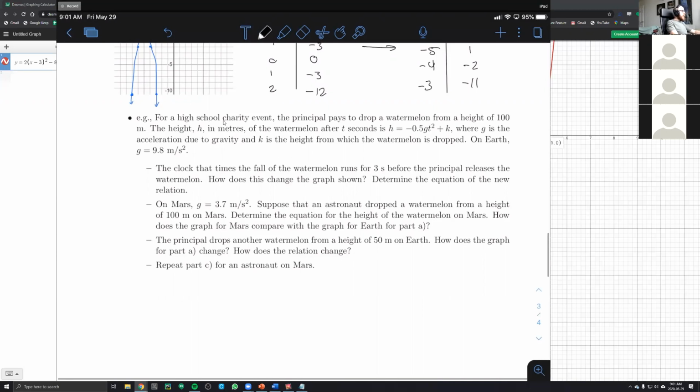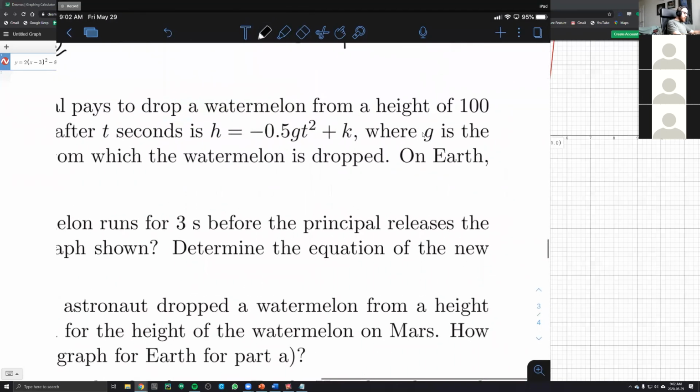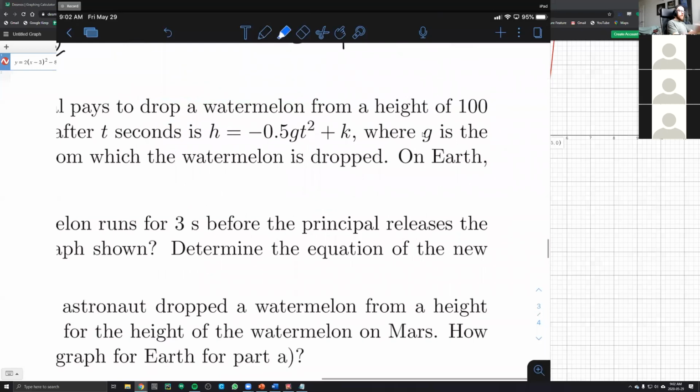So for a high school charity event, the principal is dropping a watermelon from a height of 100 meters. The height in meters of the watermelon after t seconds is given by this expression right here. Now, this expression is kind of strange, but you often see an expression that looks similar to this when you're throwing something and it's falling. Or I guess when you're not throwing it. This would represent when you're dropping something. If you throw something, then the expression is going to look similar, but a little bit different. So this is when you're dropping something.